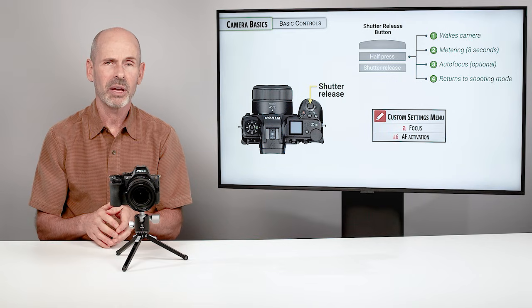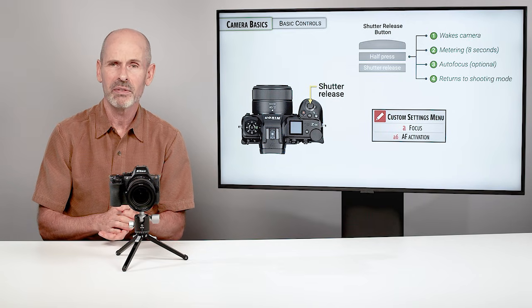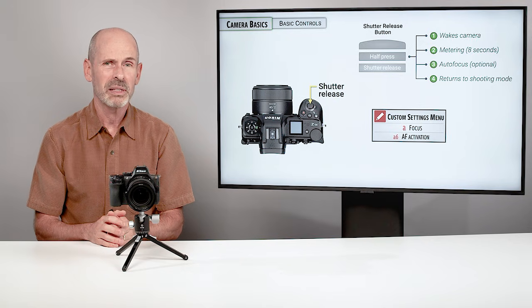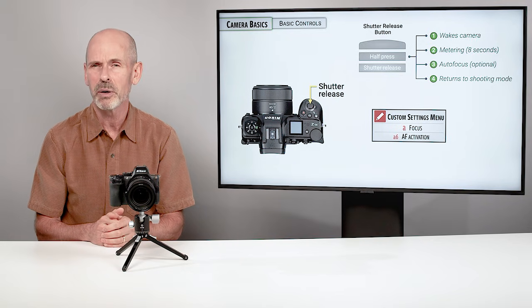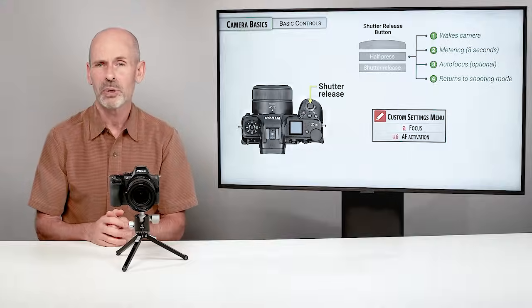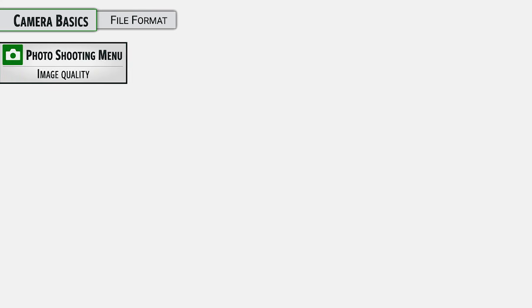And you can dive into the custom setting menu under AF activation and you can turn that off if you want to. We'll talk more about this in the focusing section and I'll do a demo and show you how to set it up. But if you want to jump ahead real quick, that's where you do it. All right, getting into some important stuff.